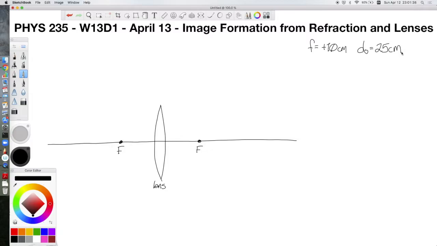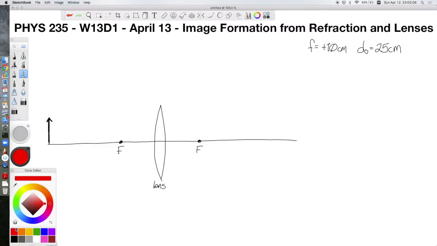Now the first situation we're going to do is a lens with a focal length of positive 10 centimeters. So we know this is a converging lens or a convex lens. And we're going to choose an object distance that is 25 centimeters, or precisely 2.5 times the focal length. So that would be out here somewhere. So let's draw each of our 3 rays.